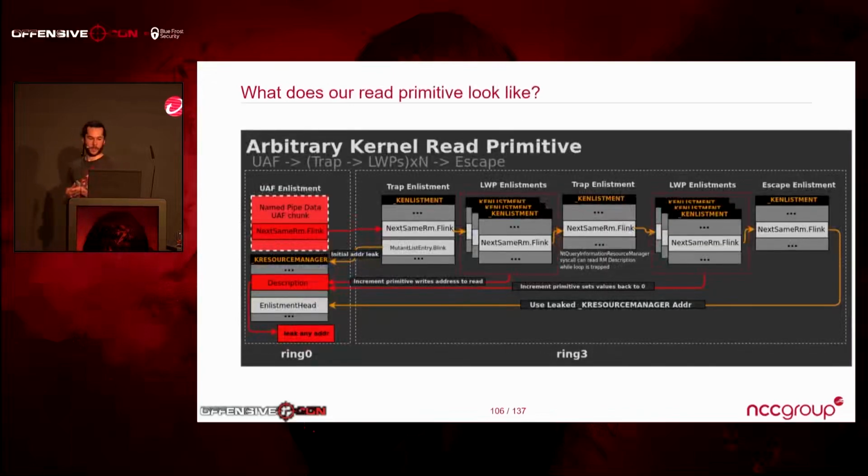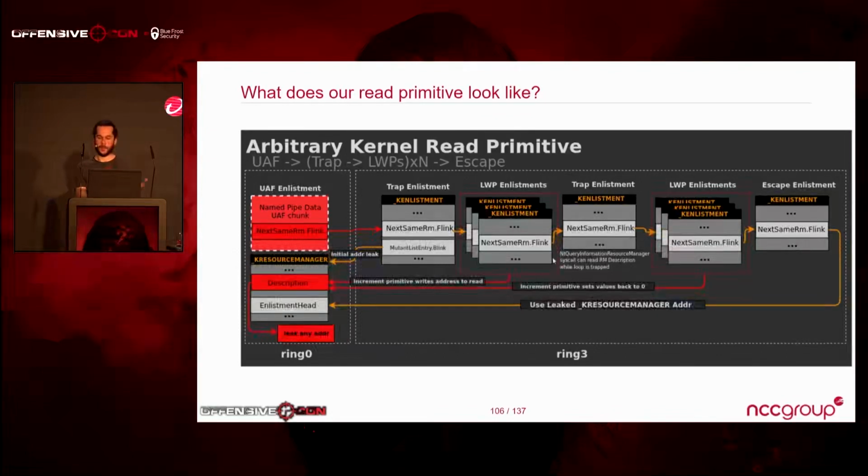So this is the updated diagram. The idea is that we initially had the use after free. We have the initial trap enlistment that allowed us to leak the address of the resource manager. From the address of the resource manager, we know the address of the description. We know that both values are 0. So we use the increments to increment the description field to the address we want to leak. And then we leak the address with the syscall I said before. And we can leak any value.